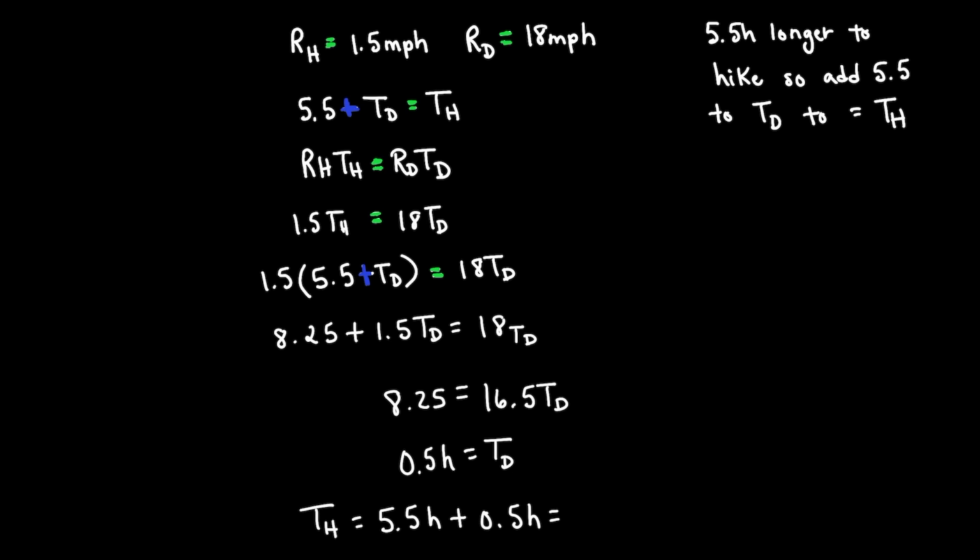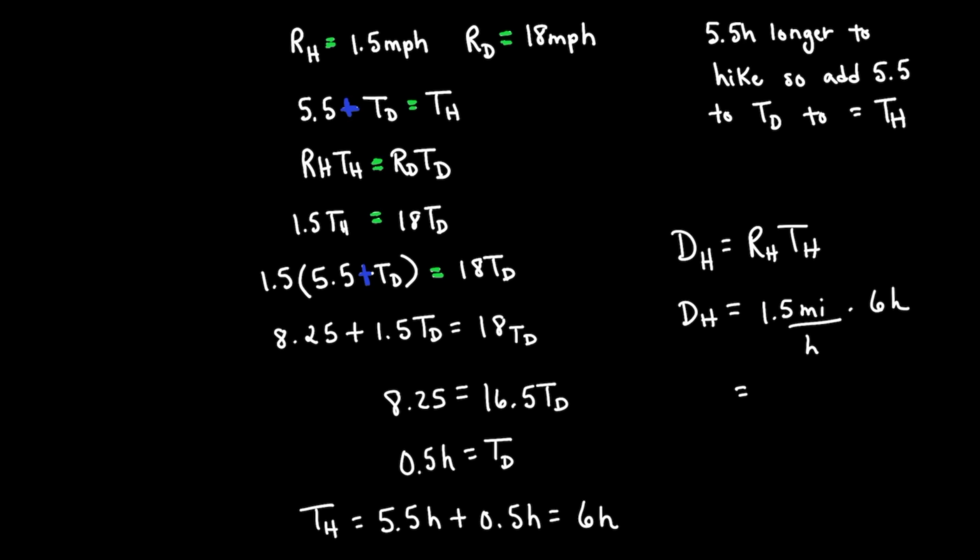So the hiking time for this would be 5.5 hours plus 0.5 hours, which is 6 hours, since it took 5.5 hours longer to hike than to drive. We can calculate the distance just as before by saying the distance of the hike equals the rate of the hike times the time of the hike. So the distance of the hike equals 1.5 miles per hour times 6 hours. And that gives us 9 miles. So the boys hiked 9 miles.